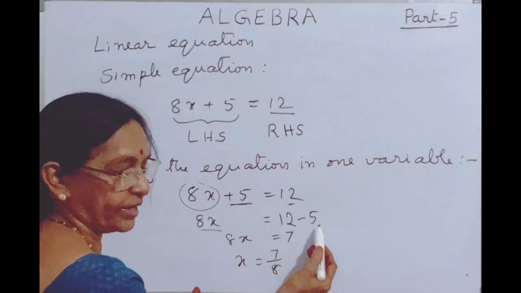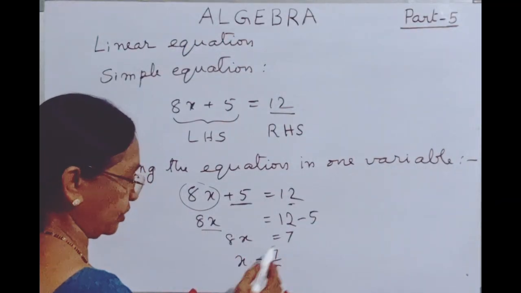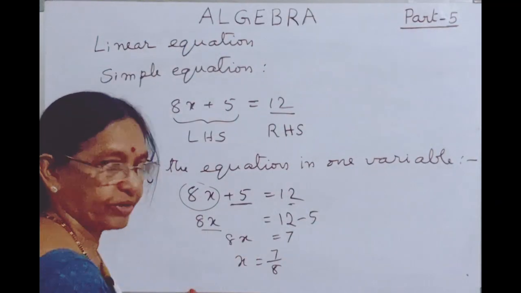Then 12 minus 5 is equal to 7. 8x is equal to 7. Therefore x is equal to 7 by 8.